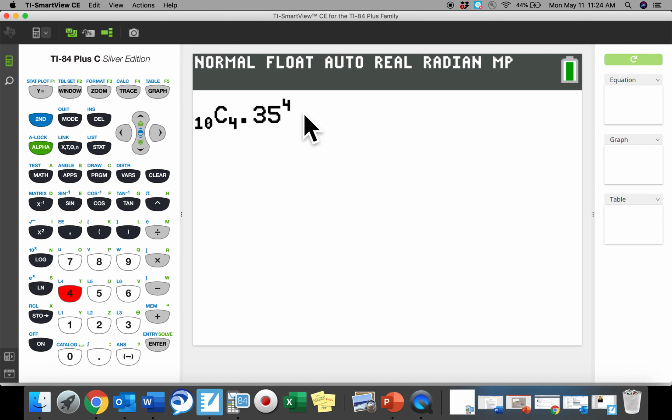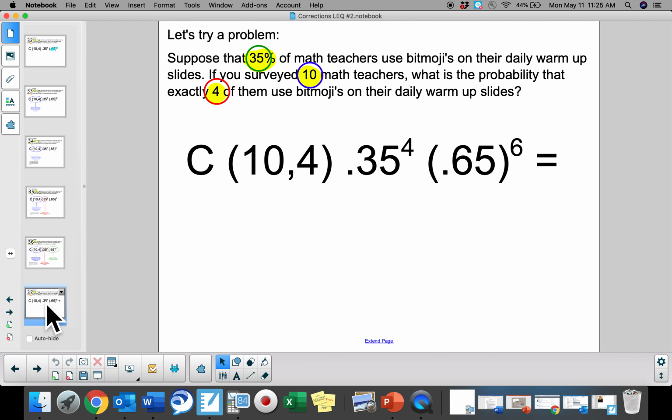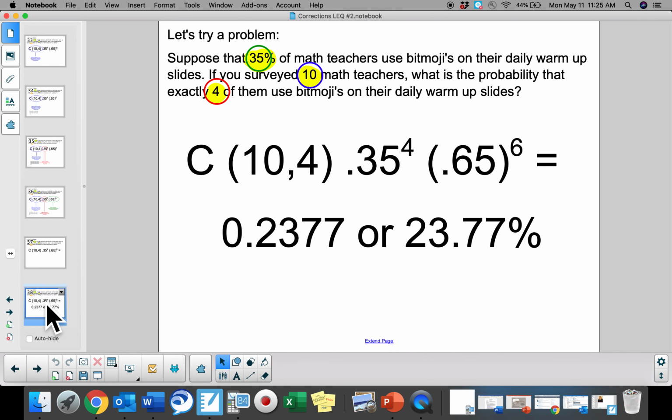And see how my cursor's teeny up here by this 4? I have to hit the right arrow one time again to make him big before I type in the 0.65 raised to the 6th power. You can leave your answer like this, or you can change it to a percent. So there's about a 24% chance that if I picked 10 math teachers, exactly 4 of them would use Bitmojis on their daily warm-up slides.